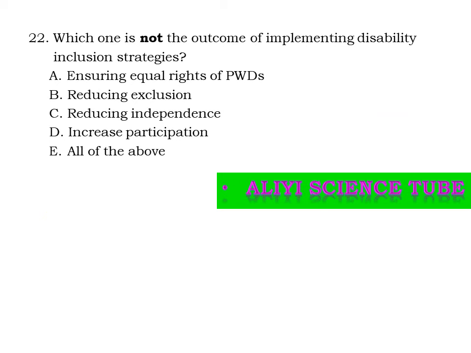Question 22. Which one is not the outcome of implementing disability inclusion strategy? A. Ensuring equal right of person with disability, right, correct. B. Reducing exclusion, right. C. Reducing independency, oh no, wrong. D. Increase participation. E. All of the above. So the answer is C.